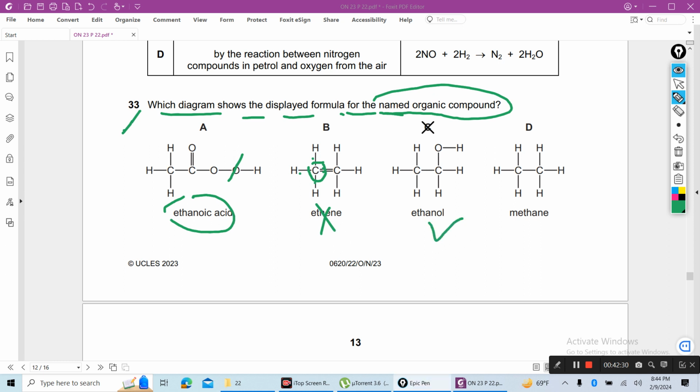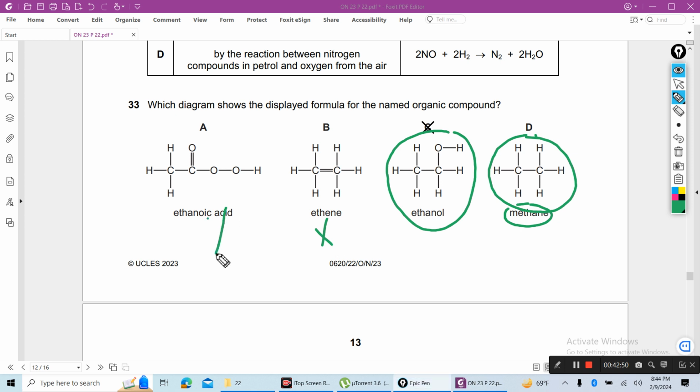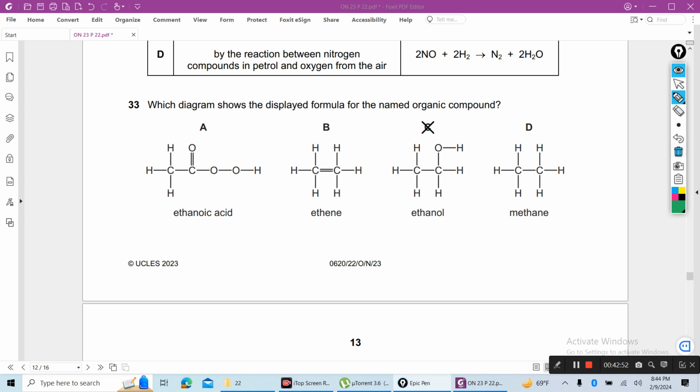Correct answer is C, CH3CH2OH. This is the displayed formula of ethanol. And this is methane, this is wrong, this actually will be ethane. So this name is wrong, this name is wrong, this name is wrong, and C will be the correct answer.